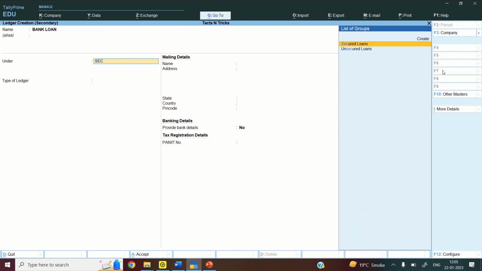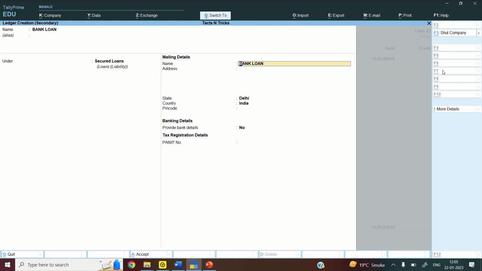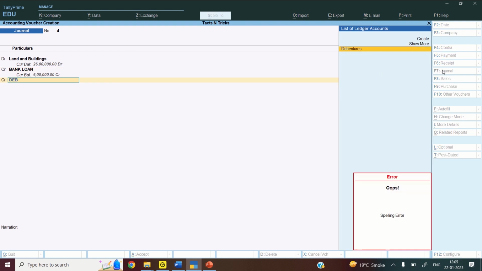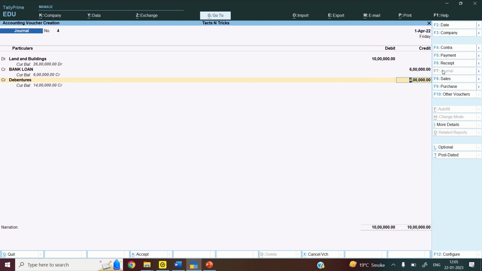And always the bank loan is secured loan. So it will come under the group of secured loan. Control plus A. Bank loan is rupees 6 lakh, and then the debentures. Debentures will be 4 lakh, right? So land and building we have purchased, and against this we have paid bank loan and debentures.